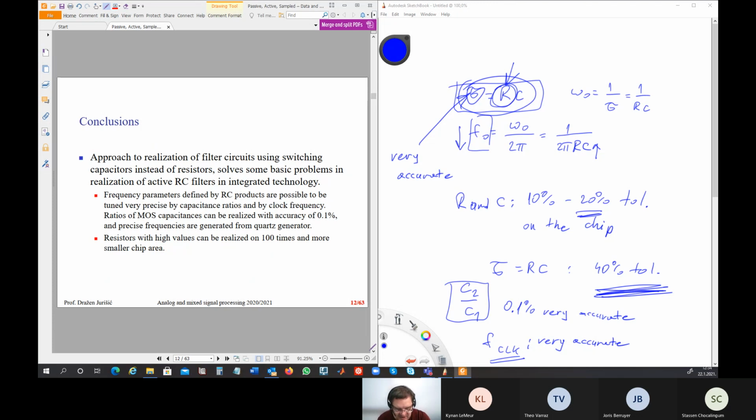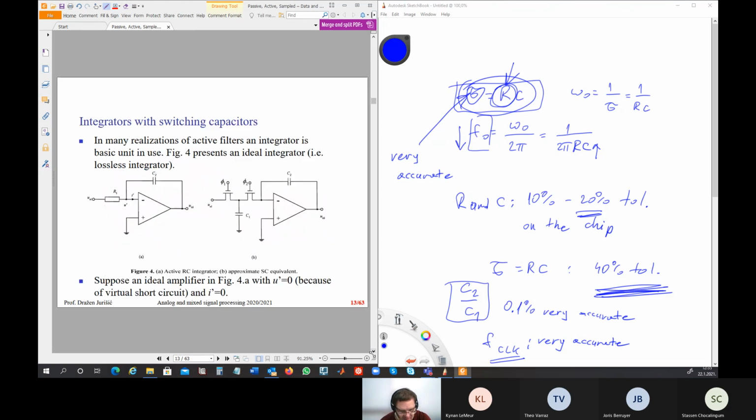The approach to realization of filter circuits using switched capacitors instead of resistors solves some basic problems in realization of active RC filters in integrated technology. Frequency parameters defined by RC products can be tuned very precisely by capacitance ratios and by the clock frequency. Resistors with high values can be realized on a 100 times smaller chip area. So this is what was gained using this switched capacitor approach.